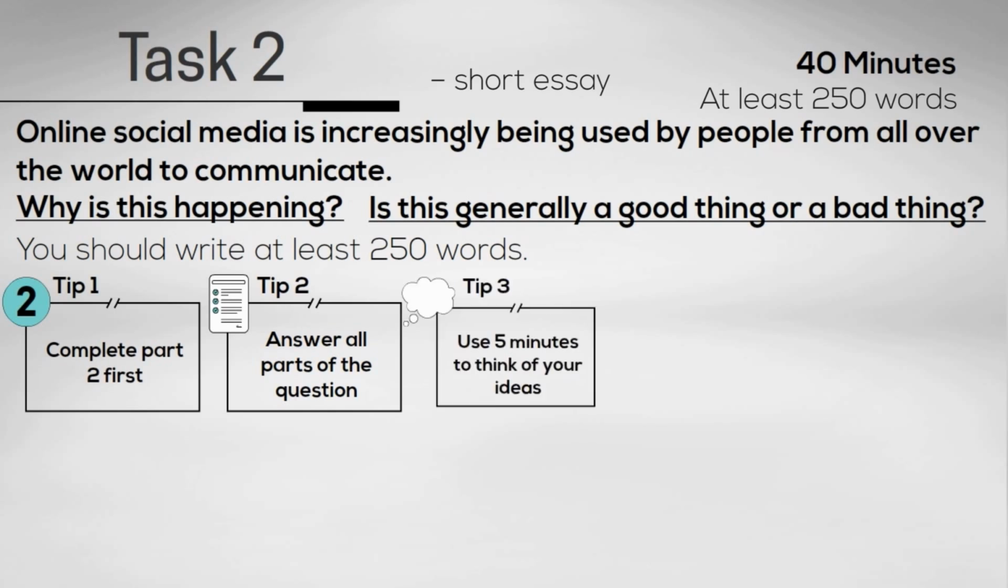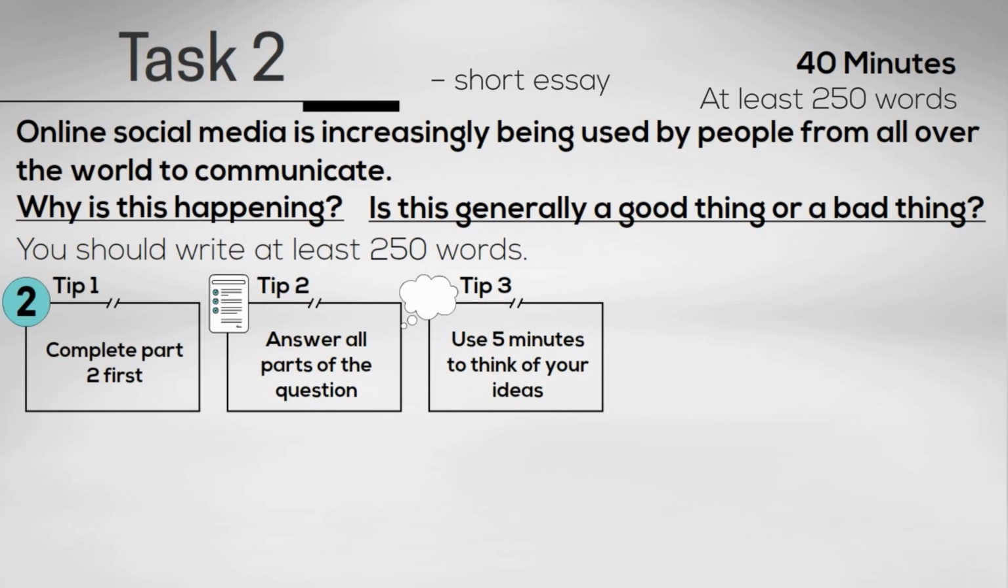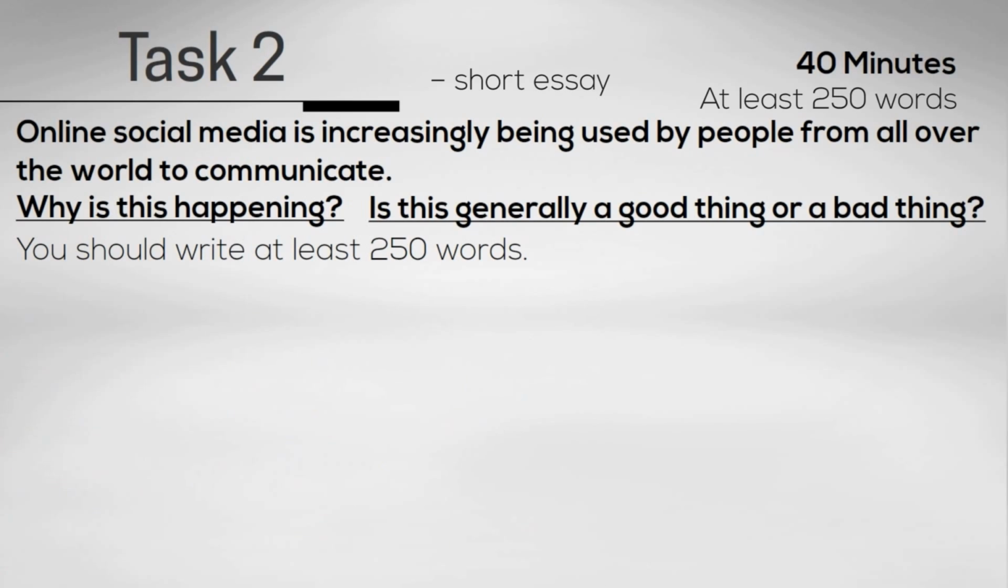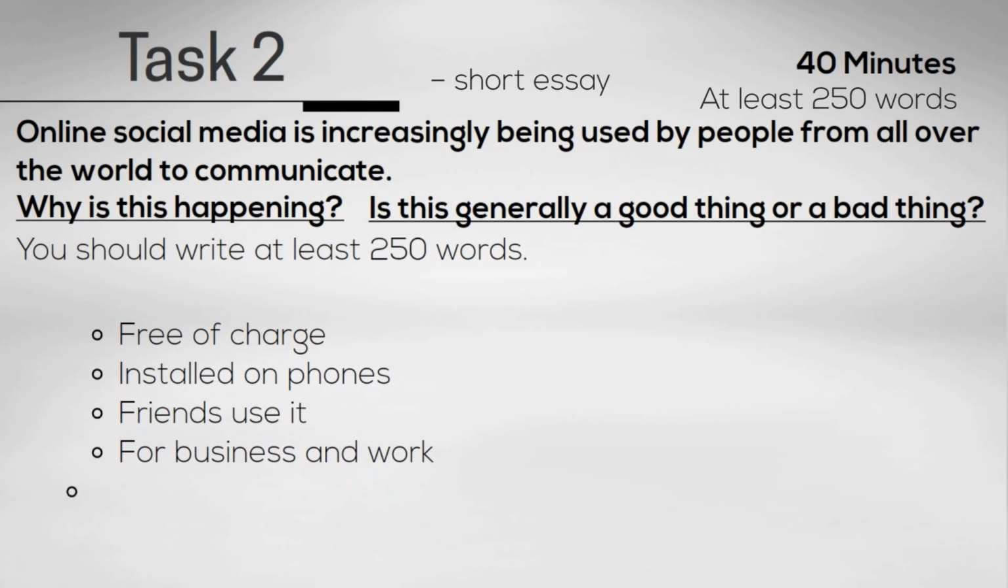So first, think of your ideas. Out of 40 minutes, spend around 5 minutes doing this. That's tip number 3. So why are people increasingly using social media? Jot down your ideas. Decide which ones are the best. Decide which ones are not very useful.